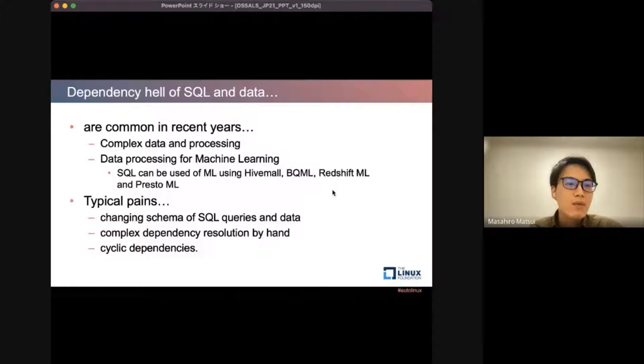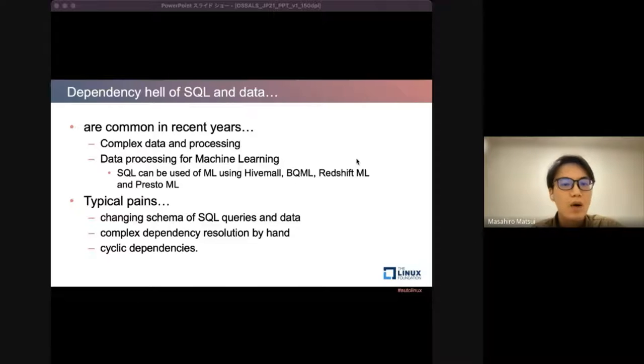So, as a first point, I would like to talk about the dependency hell of SQL and data. Dependency hell is a word traditionally used for the frustration of some software users who have struggled with managing many dependent packages. However, the dependency hell of SQL and data are also common in recent years. This is caused by complex data processing and processing for machine learning. For example, we can implement machine learning models using Apache Hive, BigQuery ML, Redshift ML, and Presto ML. And these fantastic solutions can generate more and more SQL queries and data.